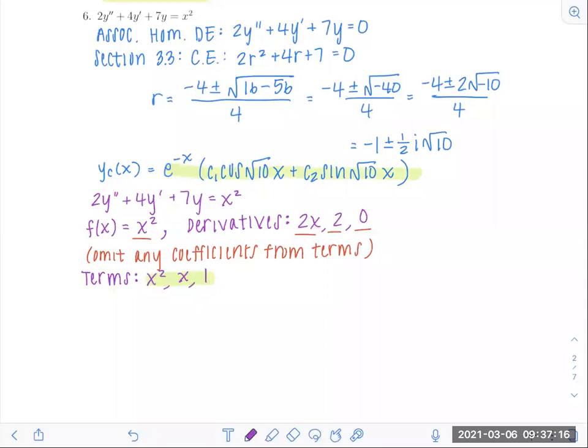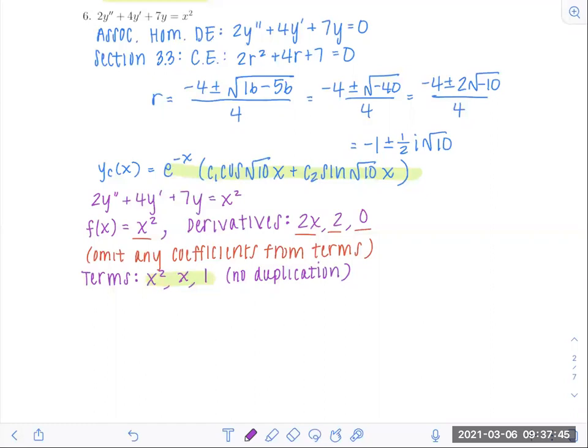The terms in the complementary function are e to the negative x cosine root 10x and e to the negative x sine of root 10x. None of those terms are x squared, x, or 1. So I'm going to just explicitly write out no duplication. If you're one of my students at Western Illinois University, I would like for you to explicitly write this so that I know that you checked for duplication. So just take the 5 seconds and write no duplication.